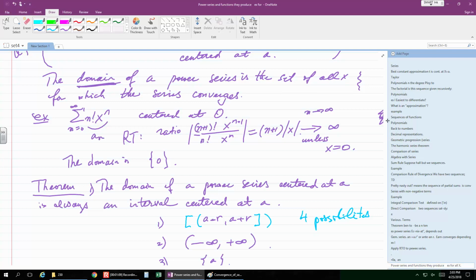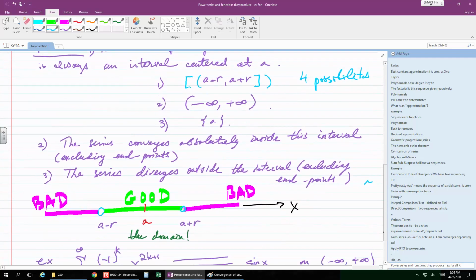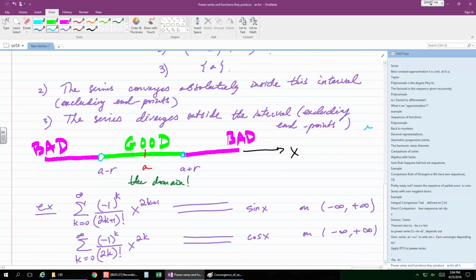Power series are especially simple ones. Their domains are simple. They are always intervals: closed, open, half closed, infinite. There are only these three possibilities. So the examples are these, as the illustration of the theorem at the top.